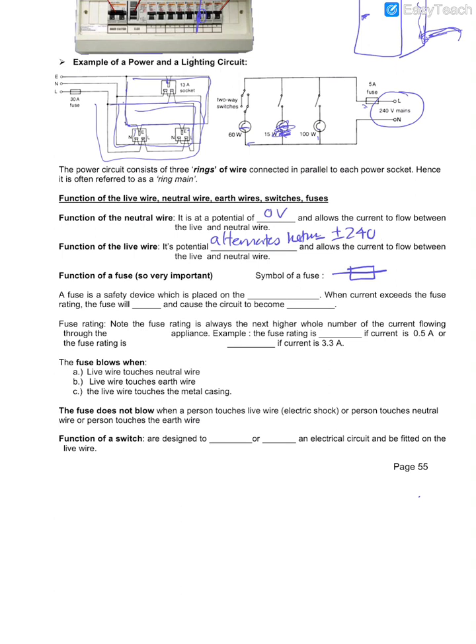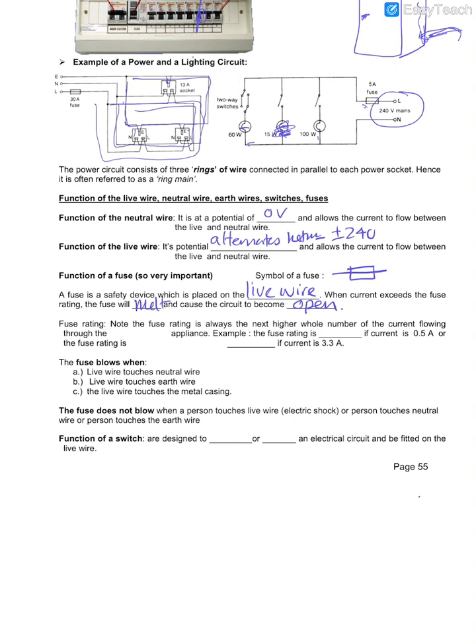So what is a fuse for? Okay, you will say fuse blow, too much current will blow. Yes. How to explain properly? You write this down. A fuse is a safety device which is placed on which wire? Which wire you think? Live. There's a reason why it's on a live wire, which I will tell you later. So when current exceeds the fuse rating, the fuse will blow, melt, and the circuit will become open.